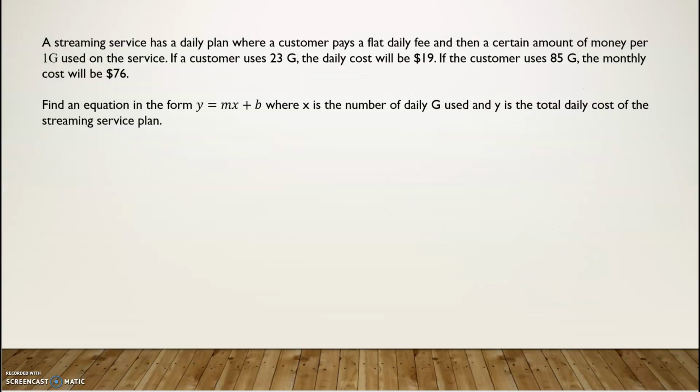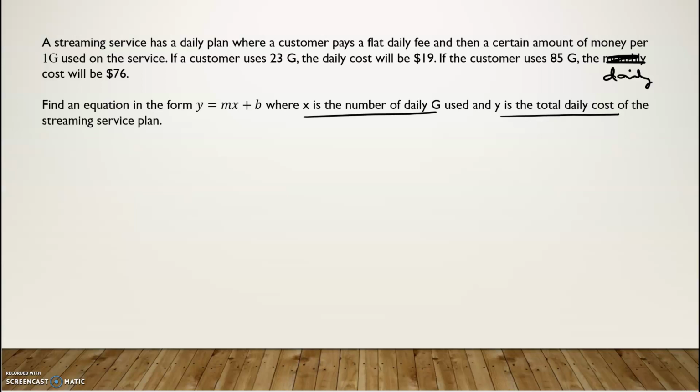Okay, a streaming service has a daily plan where a customer pays a flat daily fee and then a certain amount of money per 1 gig used on a service. If a customer uses 23 gigs, the daily cost would be $19. If the customer uses 85 gigs, the daily cost will be $76. So find an equation in the form y equals mx plus b, where x is the daily gigs used and y is the total daily cost of the streaming service.